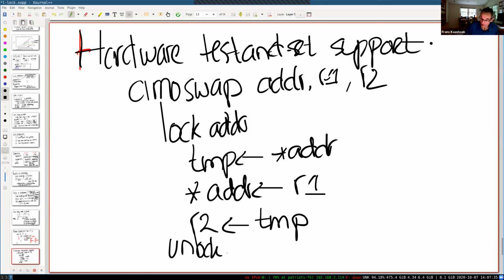And this lock, if you will, guarantees that this test, where the result of the test is returned into R2, and the set actually happen atomically. And so this is a hardware instruction. Most processors have a hardware instruction like this because it's a convenient way to implement locks. And so basically what we've done is we've reduced the atomicity of the software lock implementation to a hardware lock implementation.